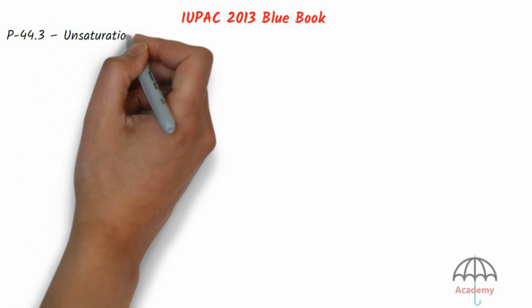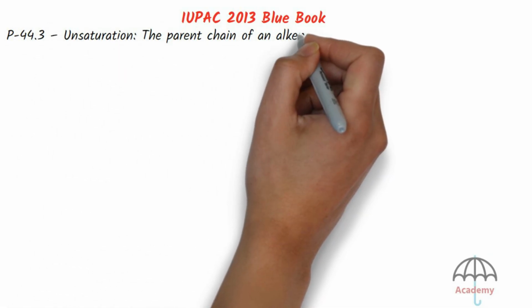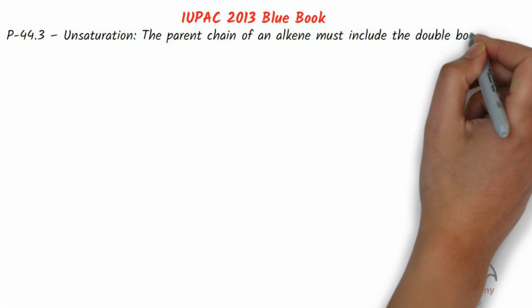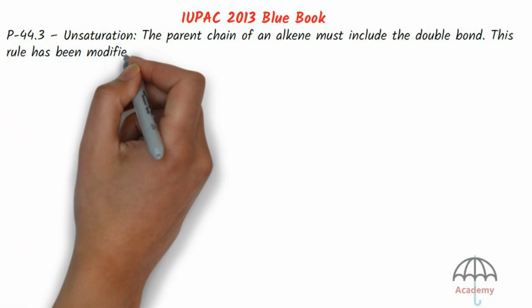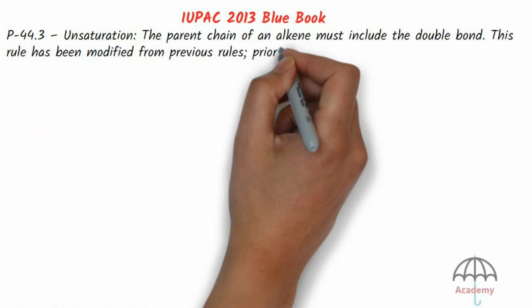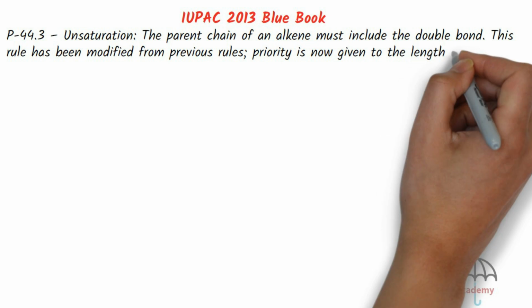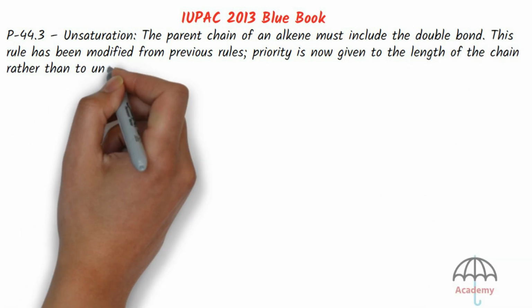We will now discuss the changes recommended in the IUPAC 2013 Blue Book. We have seen that for unsaturation, the parent chain must include the double bond. This rule has been modified. As per new rule, the priority is now given to the length of the chain rather than to unsaturation.